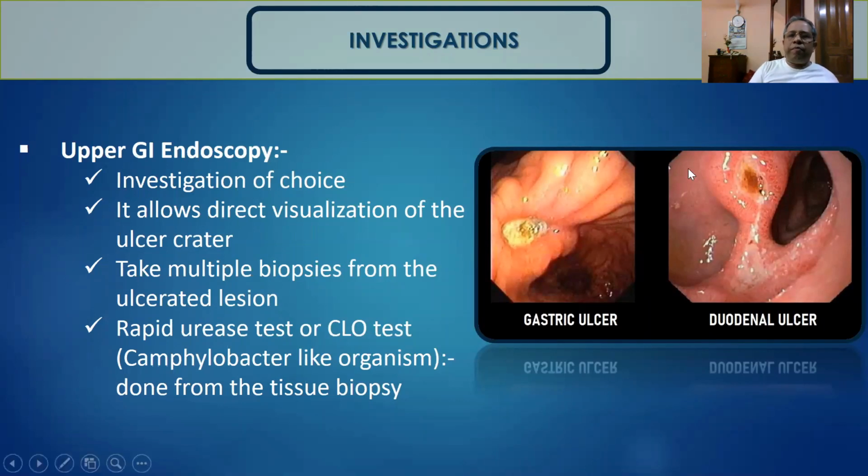These are the endoscopy pictures. There is an ulcerated lesion. There is no slough in case of duodenal ulcer. But in case of gastric ulcer, the picture shows the ulcer covered with slough. This one is in the first part of the duodenum. This one is along the lesser curvature probably.